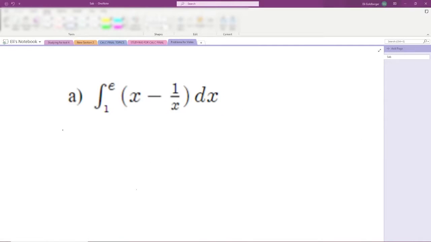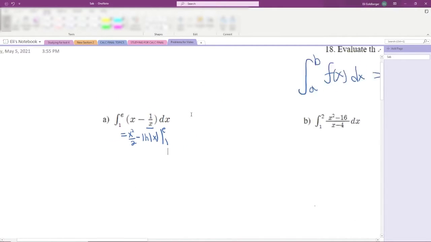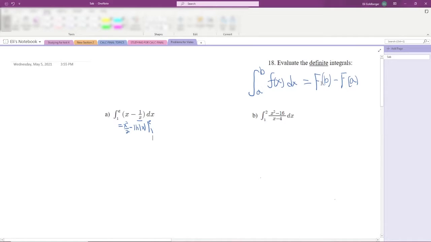Okay, so this is question 18a, and to solve this right away we can just take the integral of it. So the integral of x is just going to be x squared over 2, minus, the minus stays, and when we take the integral of 1 over x, we can just think about what derivative would give us that, and that would be the natural logarithm of the absolute value of x. And it'd be the absolute value because we're not dealing with complex numbers. So now we write from 1 to e, because it's a definite integral, and we can refer back to our fundamental theorem of calculus. So F of b minus F of a.